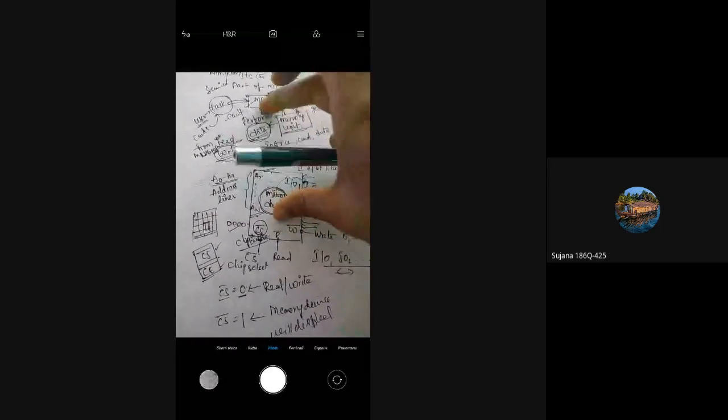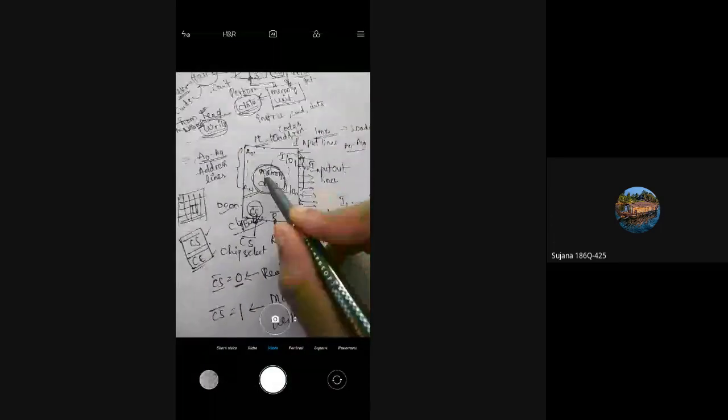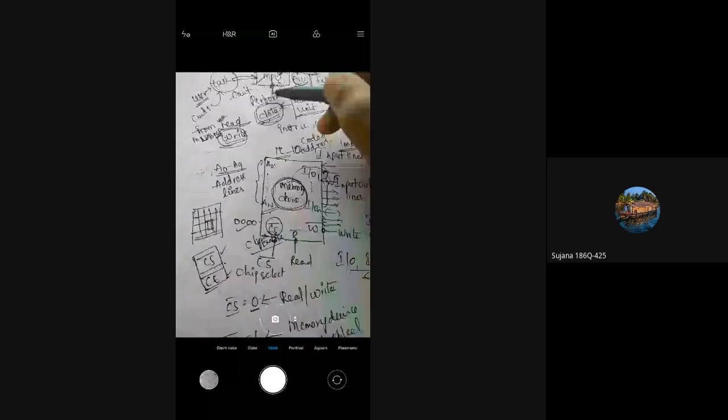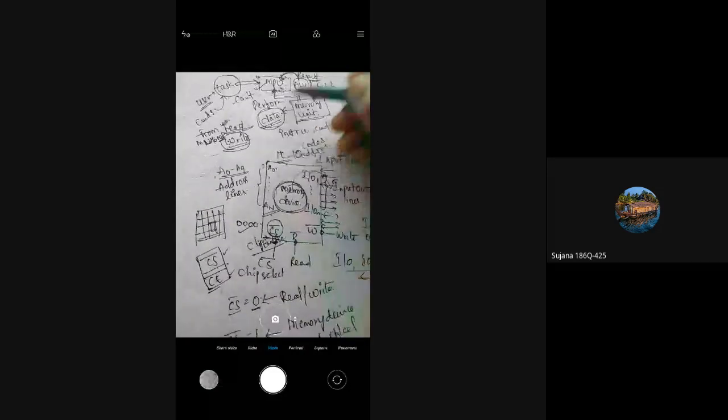Okay. So under chip select 0, this memory device and this microprocessor unit get interfaced. Under chip select equal to 1, that is, under logic 1 of this chip select bar, no memory device will be enabled. So this memory device will not have access to work with this MPU unit's instructions.